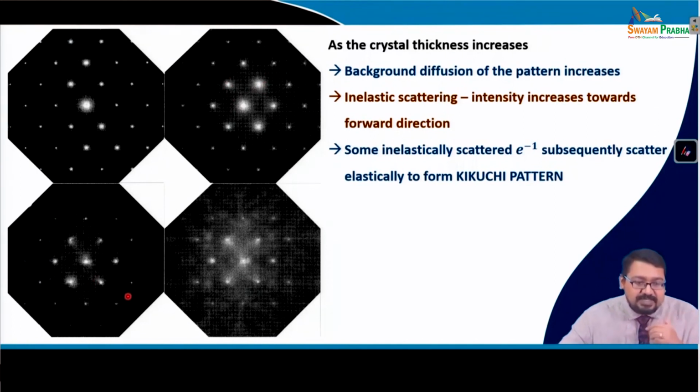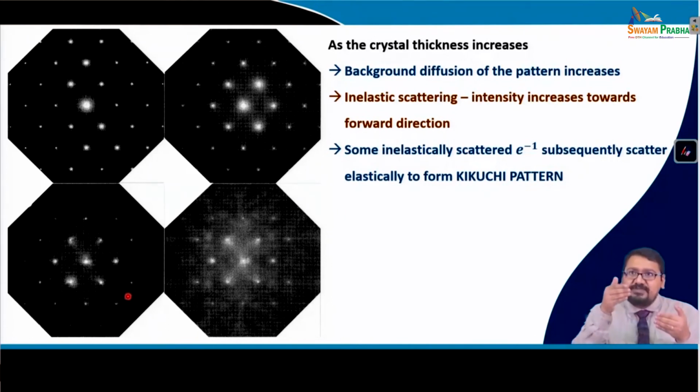Now, with a further increase in the thickness, this kind of diffusion will take place. Now, why is this kind of diffusion in the spot patterns taking place? Because the thicker the specimen, the number of times scattering takes place between the incident electron beam and the electron cloud present in this specimen keeps on increasing.